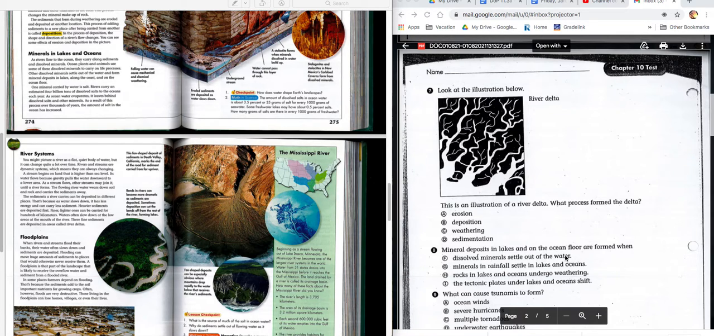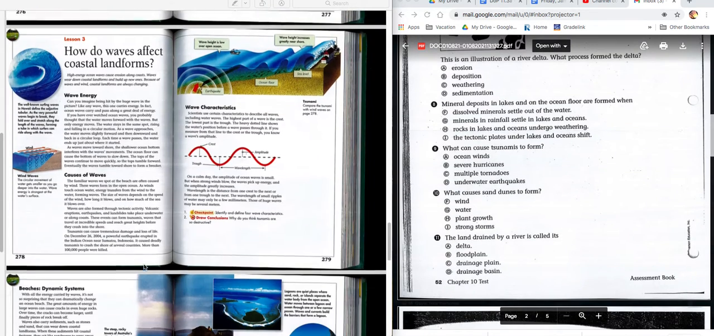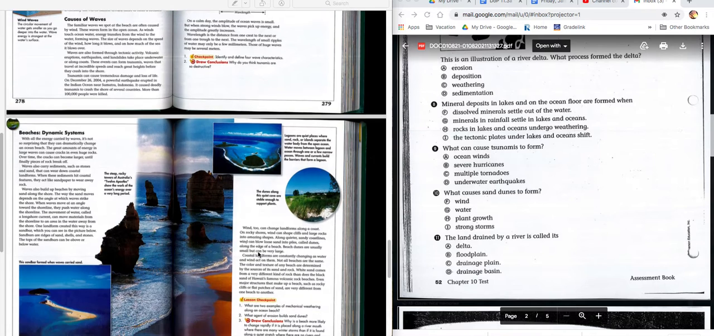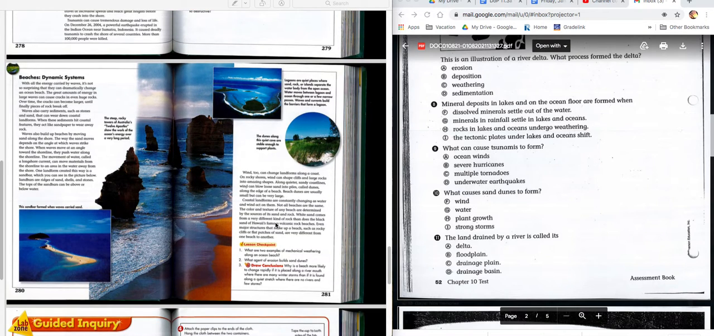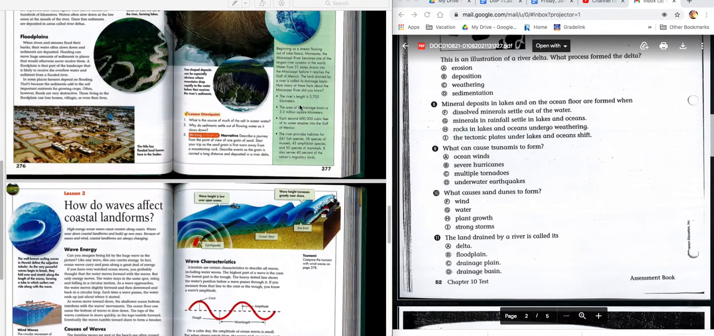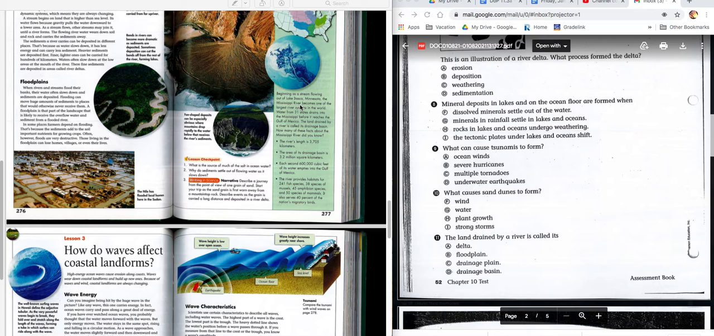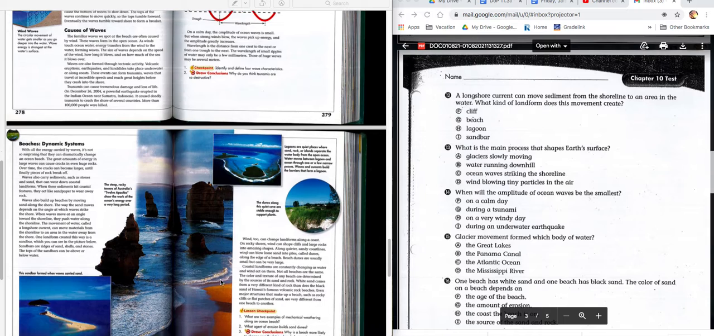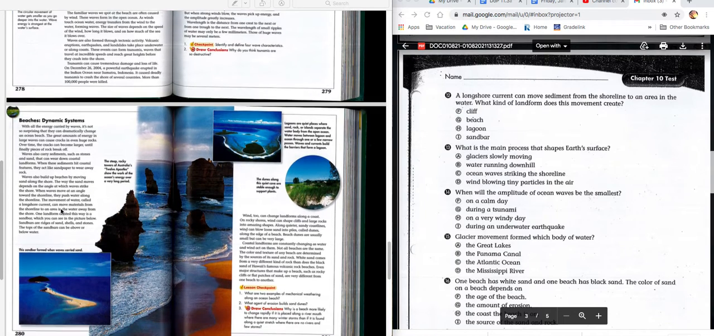Mineral deposits in lakes and oceans are formed when, that's up here too. What needs to happen with those things? You'll see the sentence in that one. What causes tsunamis to form? That one's down here on causes of waves. Number 10, what causes sand dunes to form? Over here on page 281. Number 11, the land drained by a river is called, up here on page 277. Number 12, a longshore current is spelled out over here on page 280.